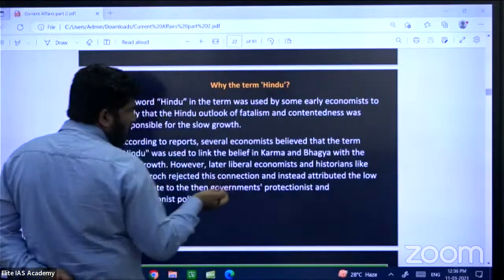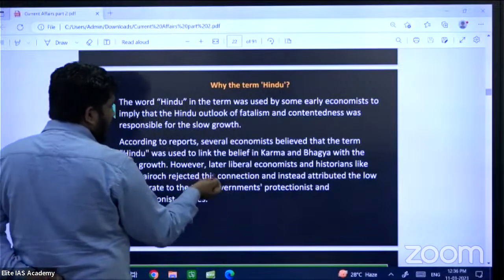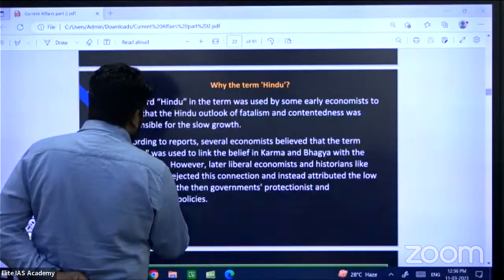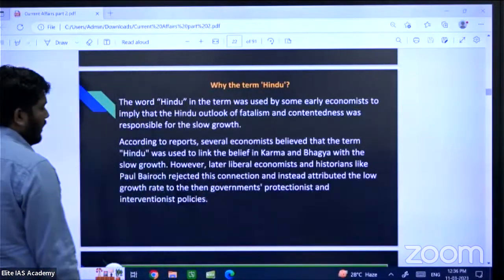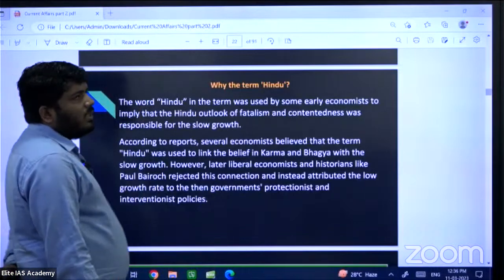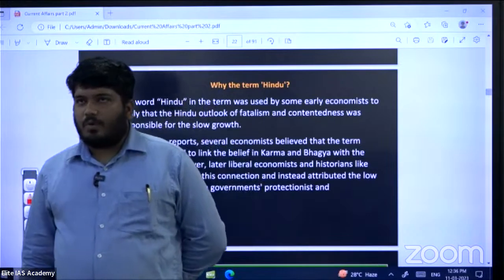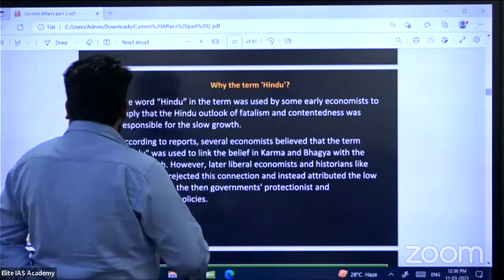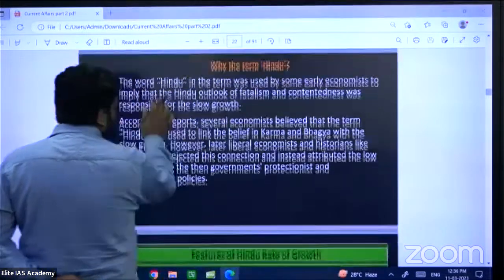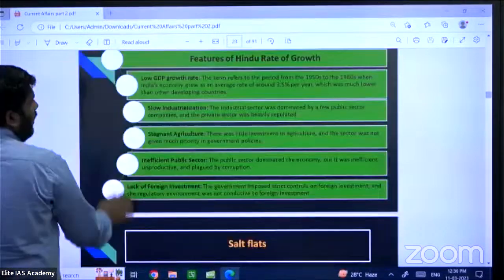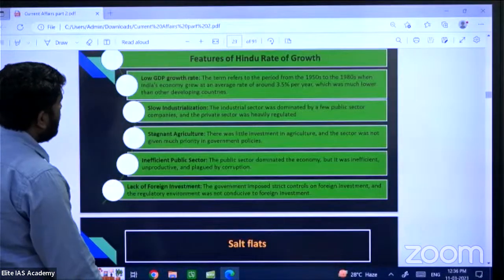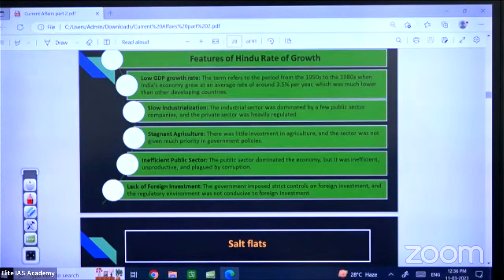You can see that historians rejected this connection and instead attributed the low growth rate to government protections and intervention. When Professor Raj Krishna's term was questioned by some philosophers, but it's okay. When it was coined, it is in the news. Okay, moving to the next. Yeah, you can read the features of Hindu growth rate: low GDP rate, slow industrialization, stagnant agriculture, inefficient public sector, and lack of foreign investment.